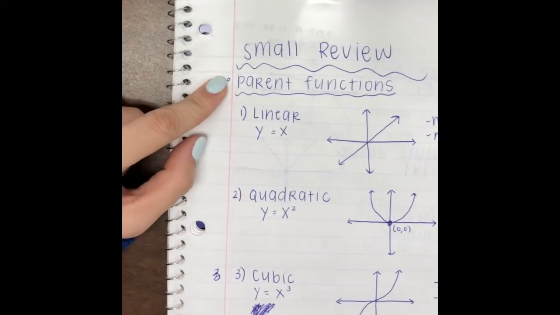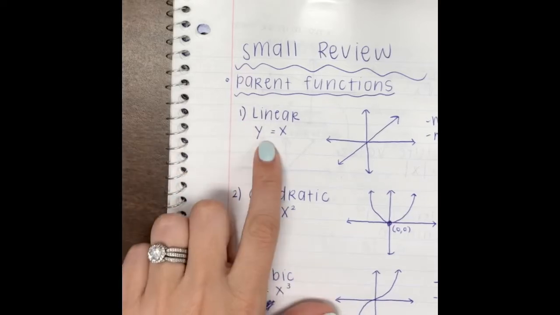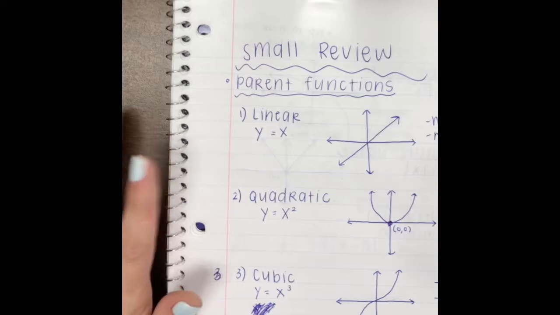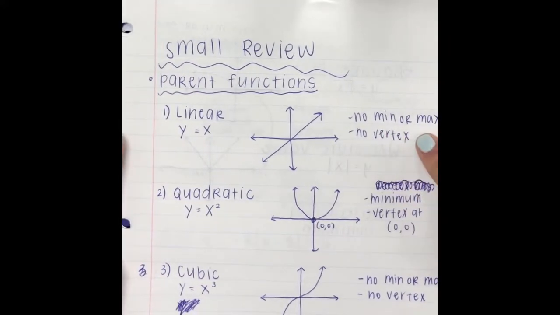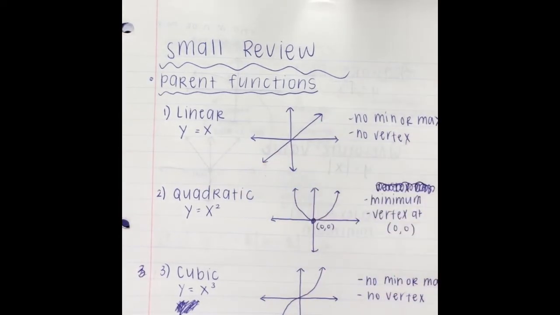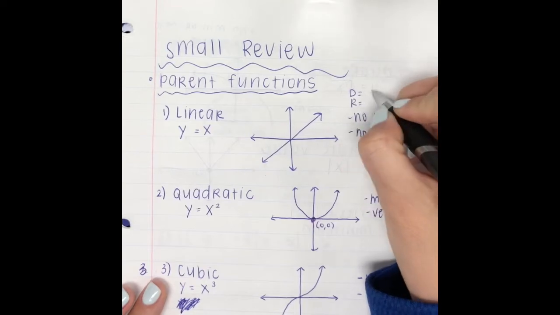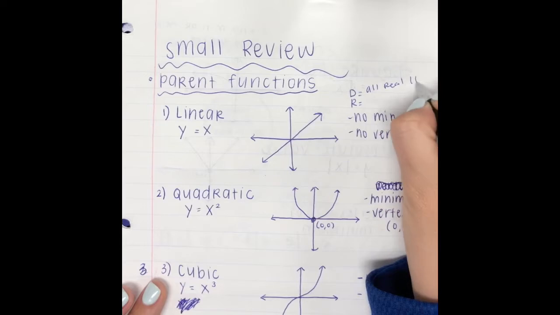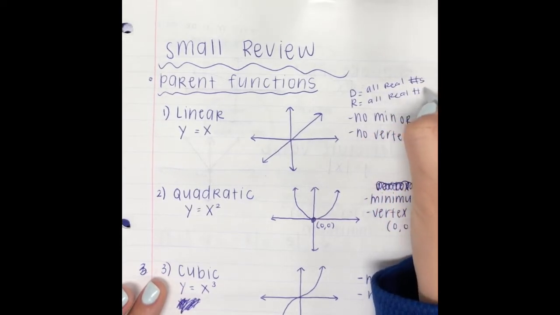So we want to talk about parent functions. You have 6 different parent functions. The most basic one is our linear function, the equation y equals x. It's graphed like this, and a few things about it. It has no minimum or maximum. It does not have a vertex. It's just a straight line. And then your domain and range are both all real numbers, okay? So this is your linear parent function.